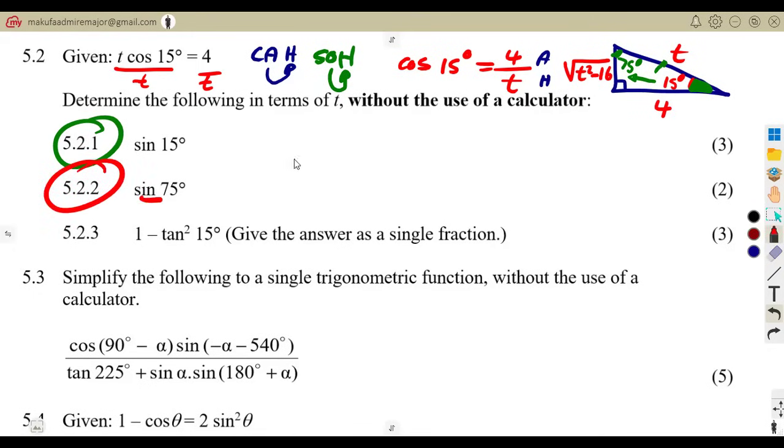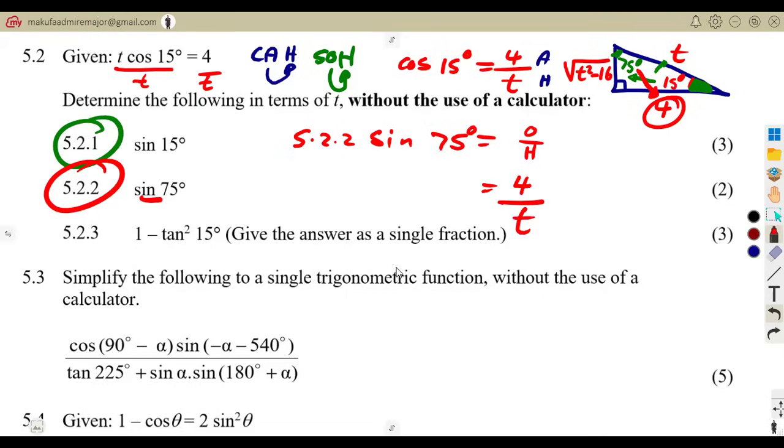Then sine 75 degrees on question 5.22. Sine 75 degrees, again, is opposite over the hypotenuse. What is the opposite of 75 degrees? According to 75 degrees, this is the opposite, which is 4. So 4 becomes your opposite. The hypotenuse does not change, so that is t. So it is 4 over t. Just like that.